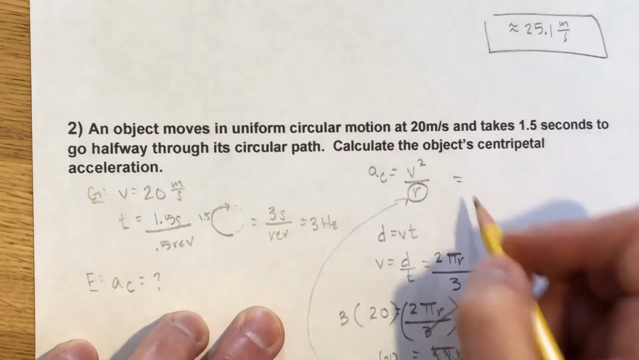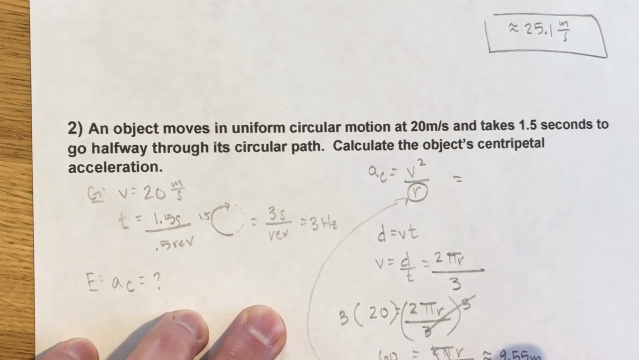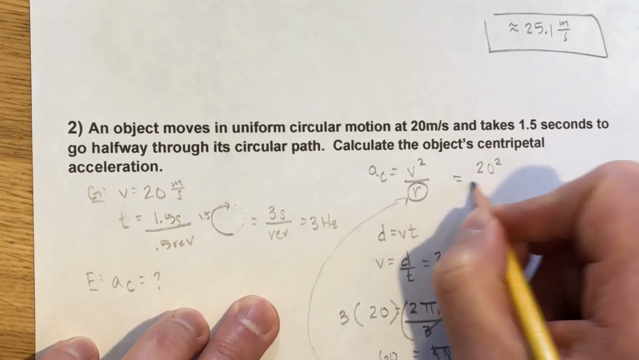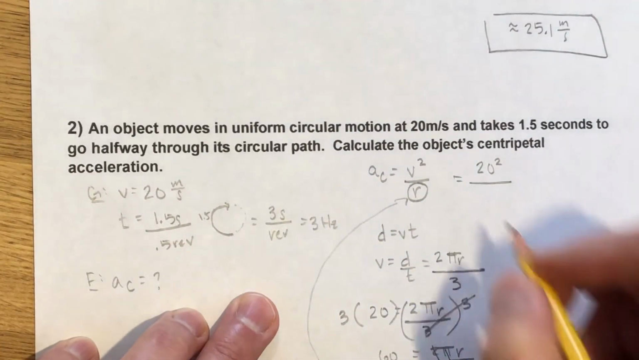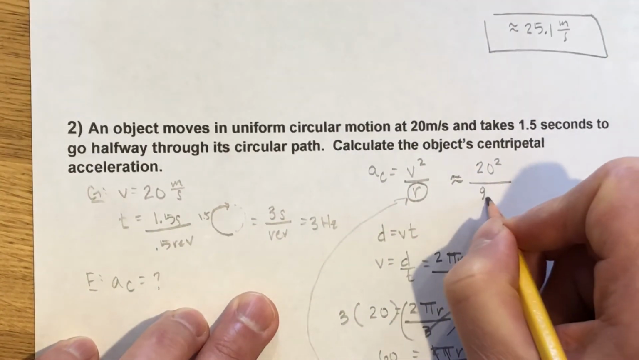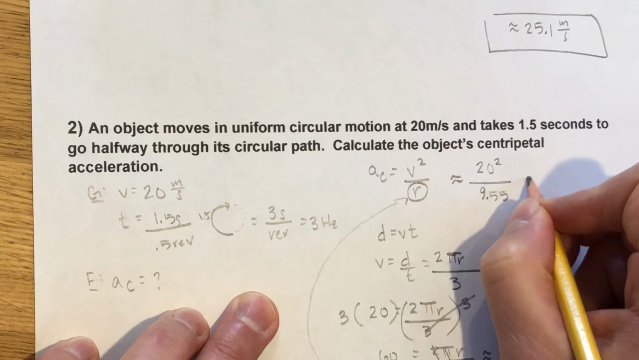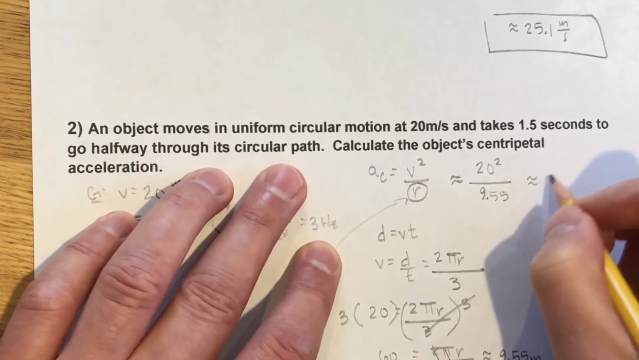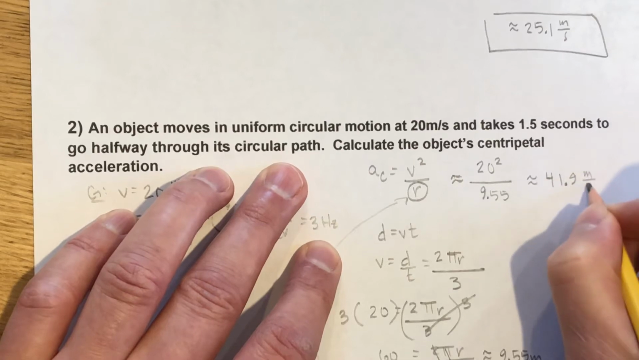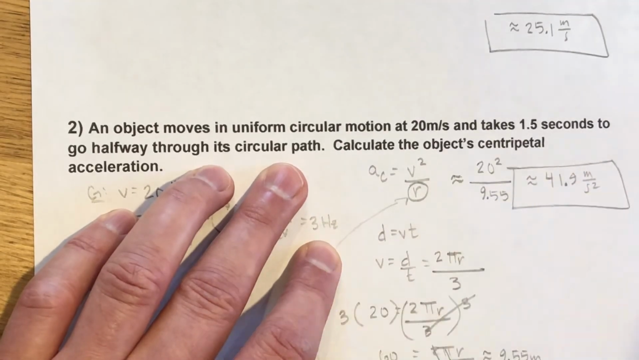So now centripetal acceleration is v squared over r. Well, we already were given the velocity, so it's 20 squared over the radius that we just figured out of approximately, so let me update that, 9.55 meters. So when you work that out, the centripetal acceleration ends up being about 41.9 meters per second squared. There's that one. Moving on.